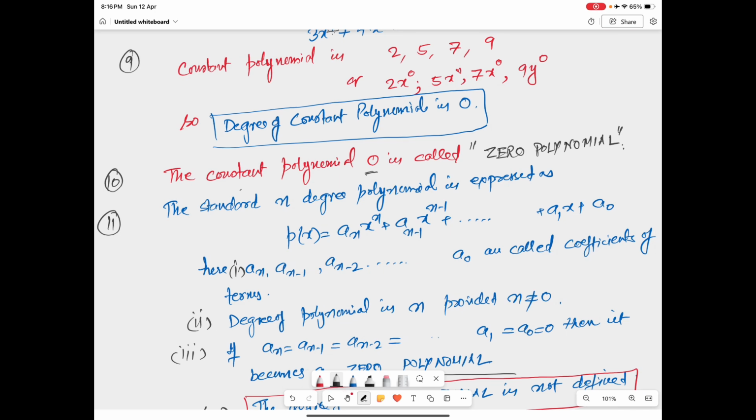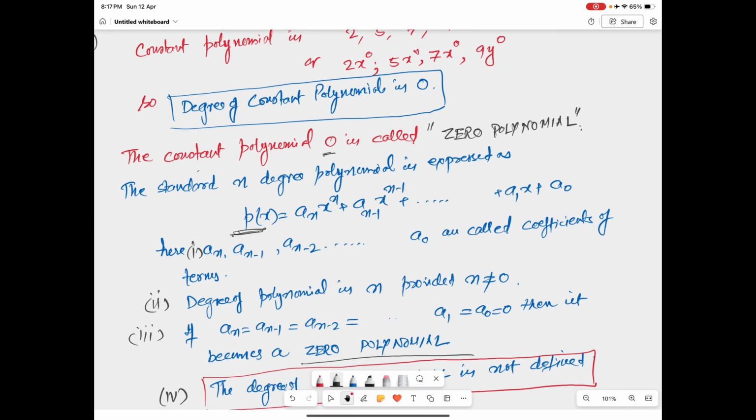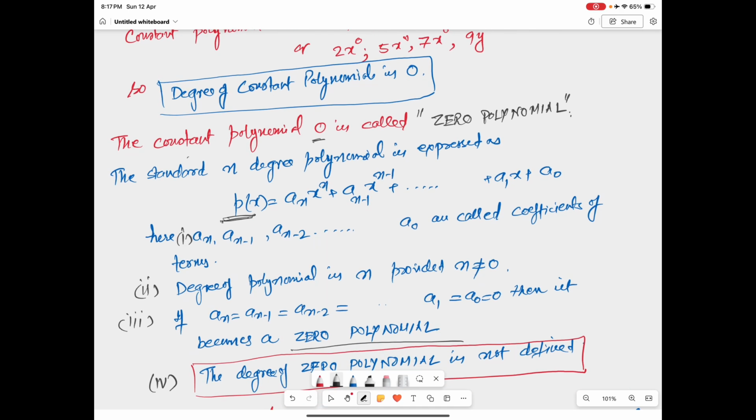In general, the standard polynomial of degree n is expressed as p(x), a polynomial in the variable x. We write it as p(x) equals a_n x to the power n plus a_(n-1) x to the power n minus 1 plus a_(n-2) x to the power n minus 2. Like that it continues up to a_1 x plus a_0. This is the general form of a polynomial.